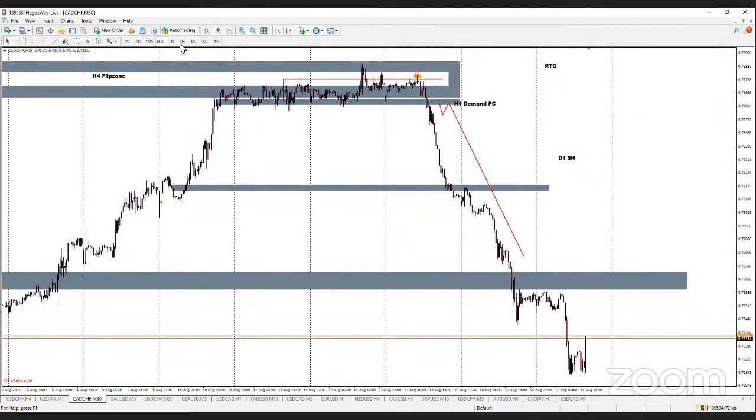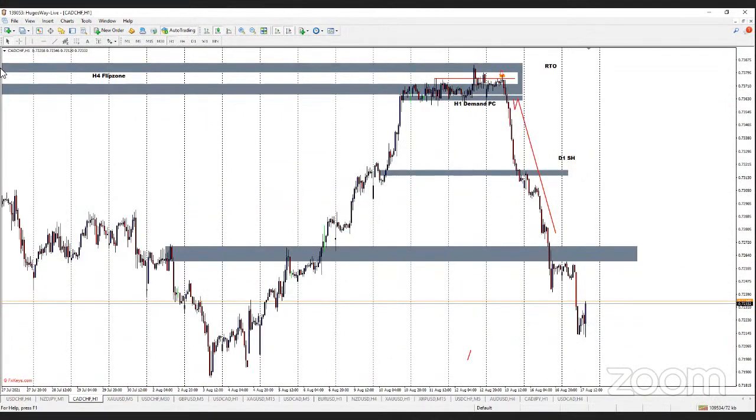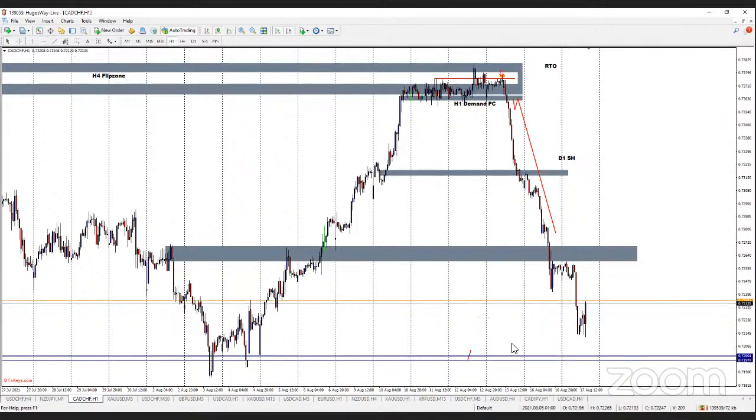But now we've seen a bit of a reversal on CADCHF. It still has more to go on the target, so I think this is just a healthy retracement here. I'm expecting to see more from the price here, but for now, it looks quite sweet for us to continue moving for a short.